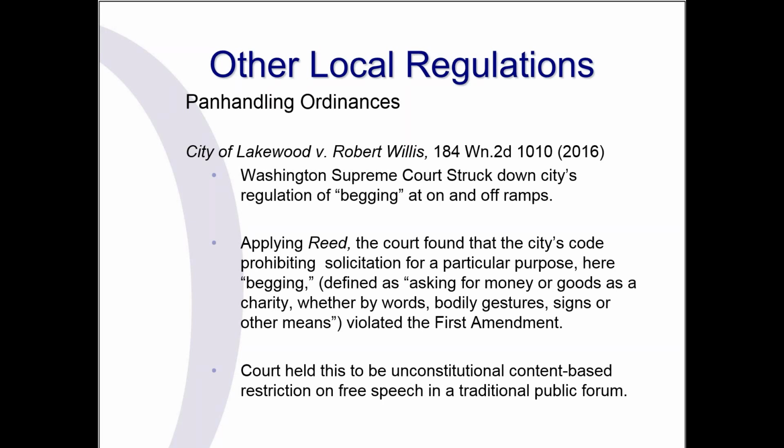Reed has also had some impact on non-sign related codes. One example here in Washington, and I think it's been consistent in other challenges throughout the country, is the striking down of panhandling ordinances that target a specific type of speech. In this case, the City of Lakewood ordinance targeted begging, a specific type of solicitation that involves asking for money. And the court applied Reed to this to hold that that was an unconstitutional content-based restriction.